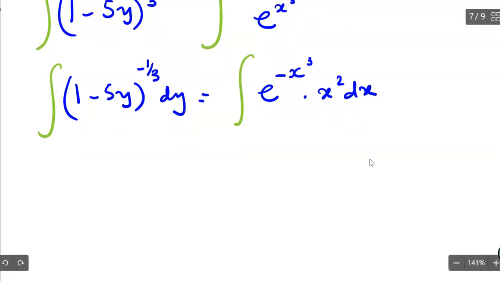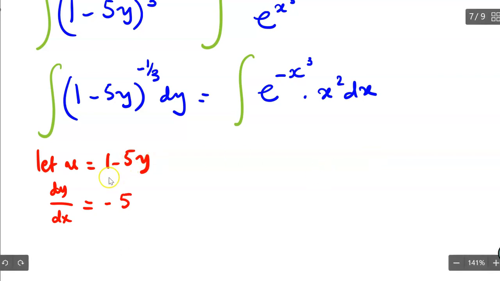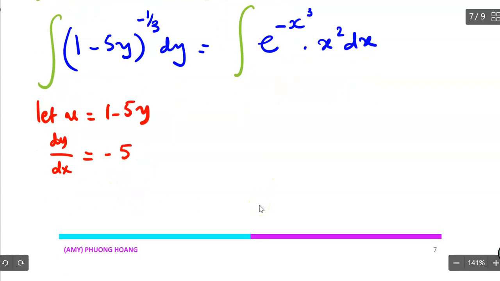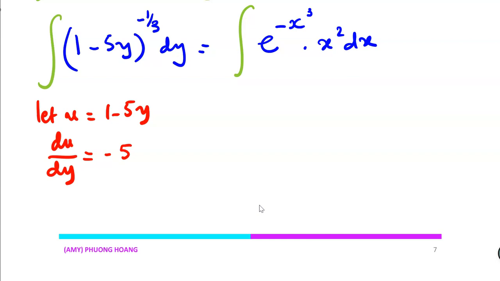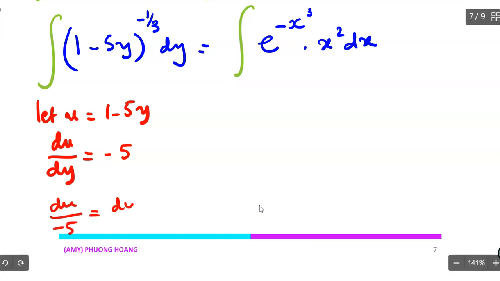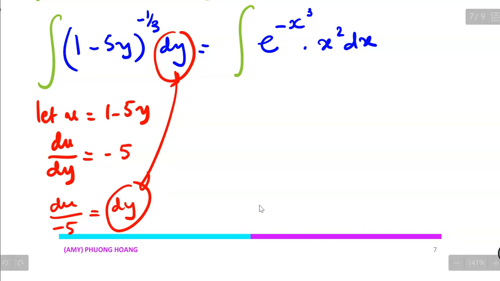Here I will let u equal to 1 minus 5y. So du over dy equals minus 5. Agree? Because the derivative of 1 is equal to 0, and the derivative of negative 5y should be equal to negative 5. Then I should have du divided by minus 5 equal to dy. I'm working with dy, so I should remember it is a dy.